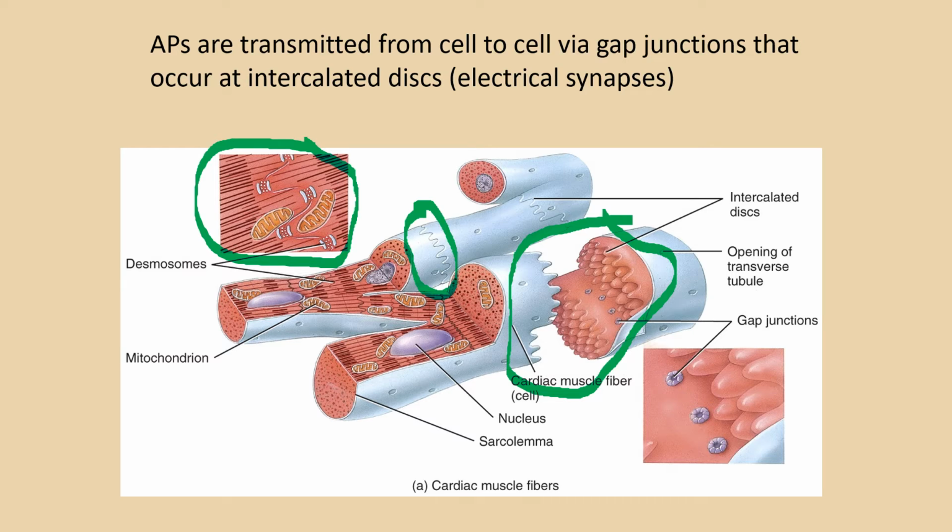The second type of cell junction that we find in an intercalated disc is shown down here. They're the gap junctions. And we've talked about gap junctions before. We've talked about electrical synapses before.